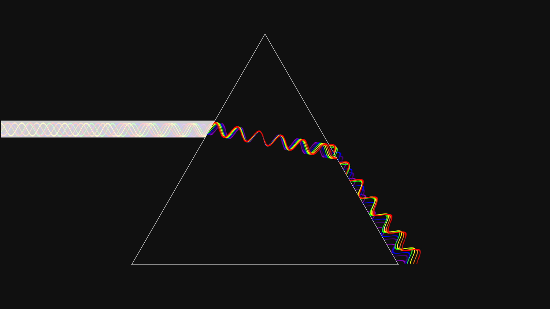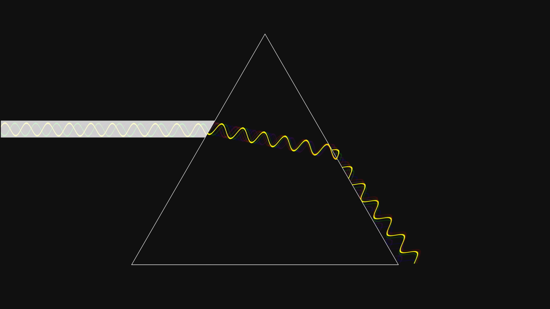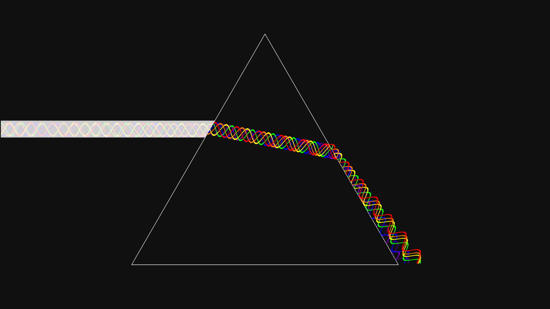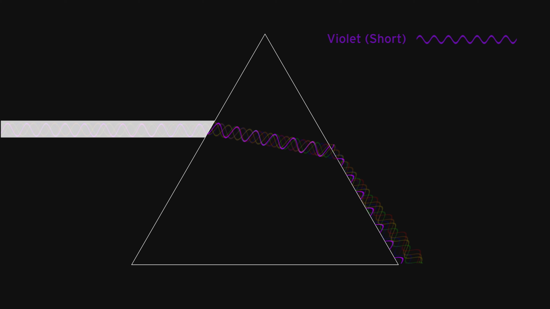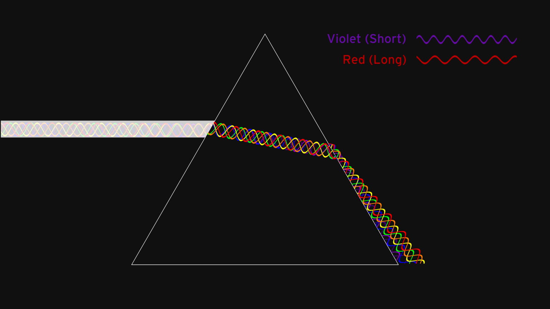This happens because white light is not a single type of light. It's a mixture of many different wavelengths traveling together. When light enters a prism, each wavelength bends by a slightly different amount. Shorter wavelengths bend more, while longer wavelengths bend less, causing the light to separate.